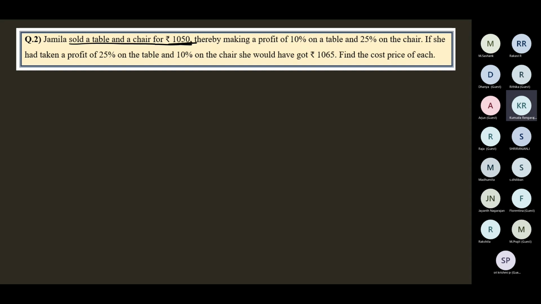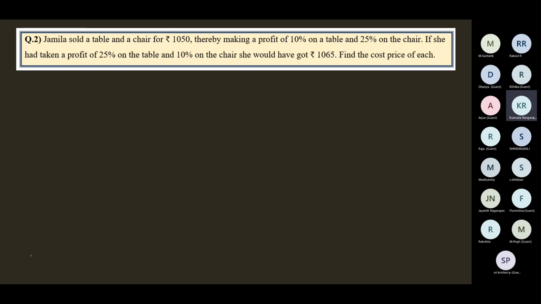And then she makes a profit of 10%, 25%. If she had taken a profit of 25% on the table and 10% on the chair, she would have got, meaning again selling price, because here also it's selling price, rupees 1,065. Find the cost price of each.